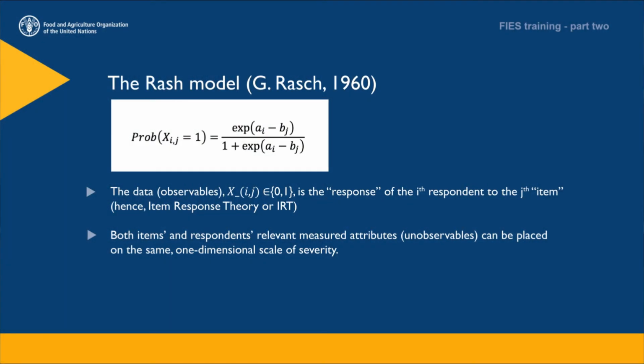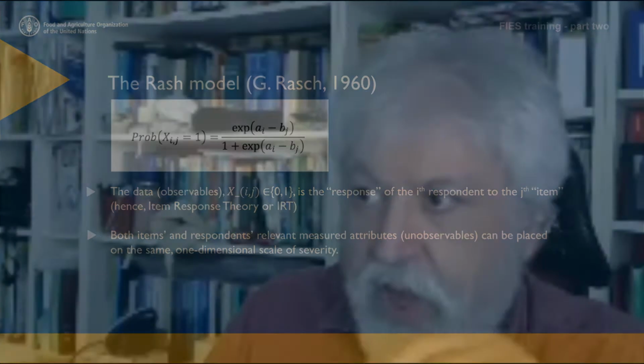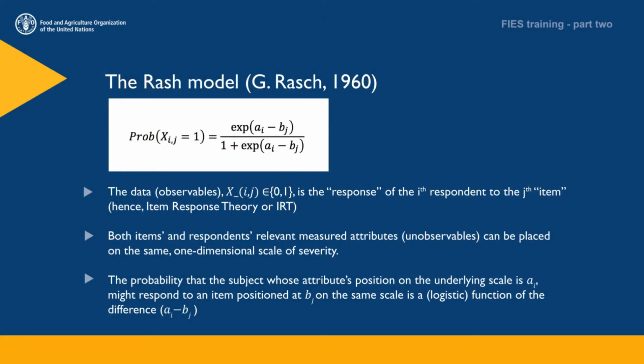And the assumption here is that both the item and the respondent have attributes that can be measured along a single one-dimensional scale. So here I'm saying both the severity of the respondent and the severity of the item can be measured along a same quantitative underlying measurement scale. Then the probability that a respondent will say yes to a certain question is a function of the distance between A and B. And let me show you what it means.